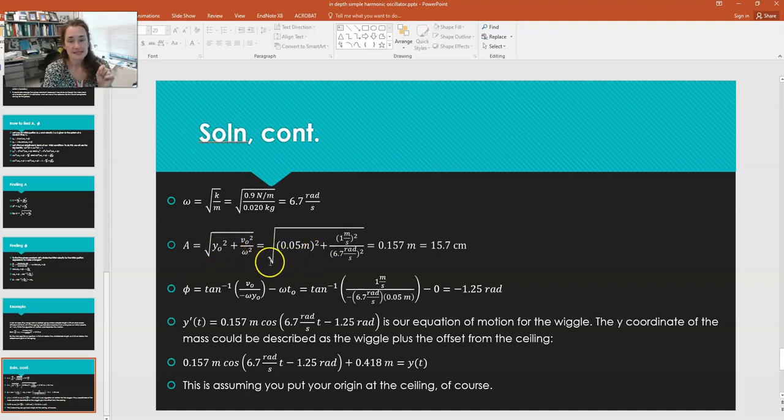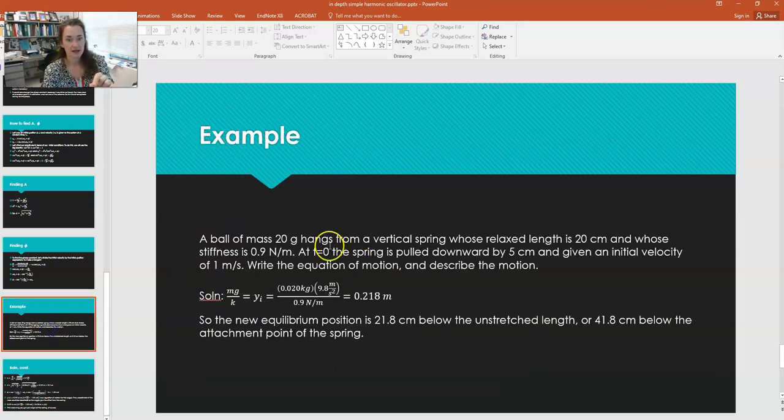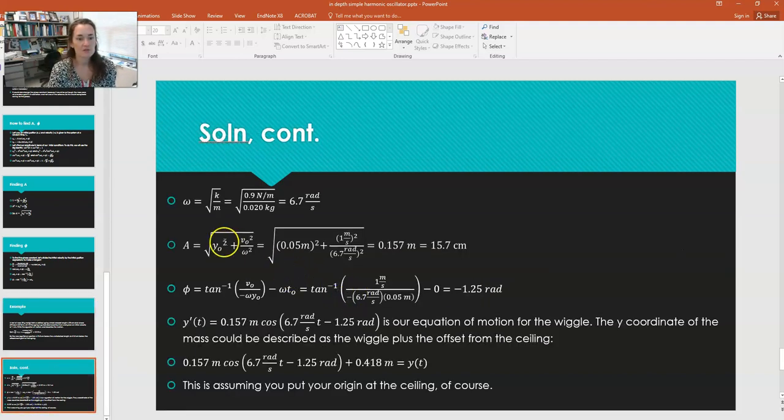So it said in the problem that it is pulled downward by 5 centimeters. Okay, so that is going to be from its stretched out new equilibrium position. It's going to hang and then you're going to pull it down 5 centimeters and let it go. So that means that my y naught is 0.05 meters, which is then squared, plus v naught squared over omega squared. So that's 1 meter per second, divided by 6.7 radians per second, and then I square it. Now when I plug all that into my calculator, I get an amplitude of oscillation of 0.157 meters, or 15.7 centimeters.